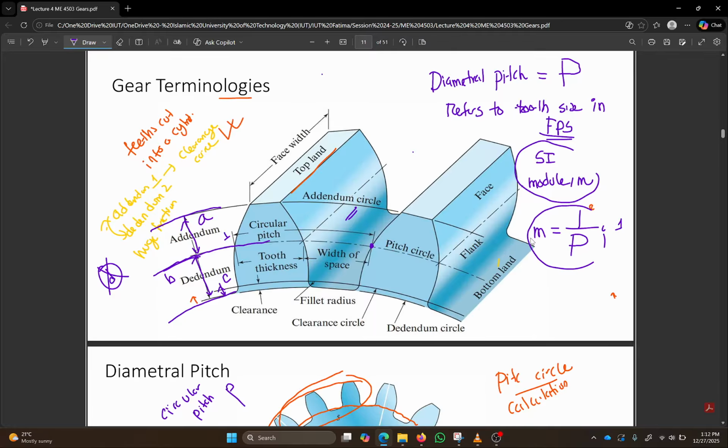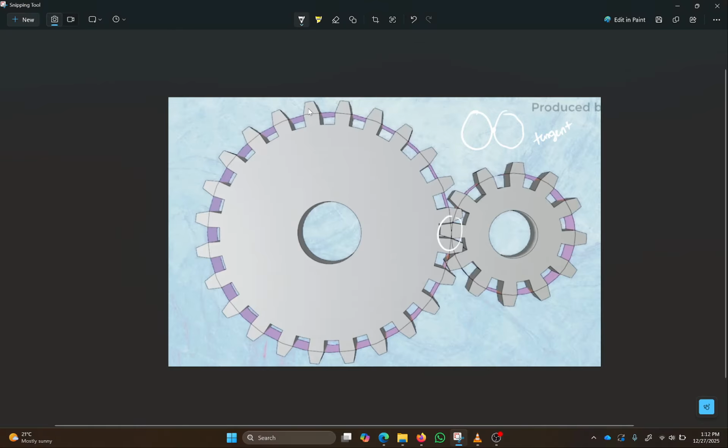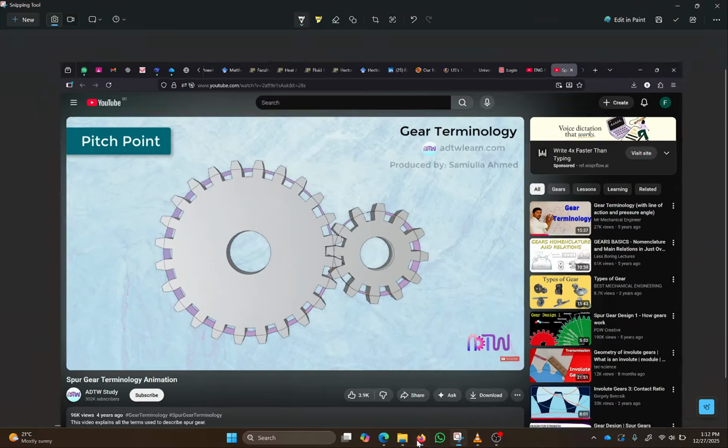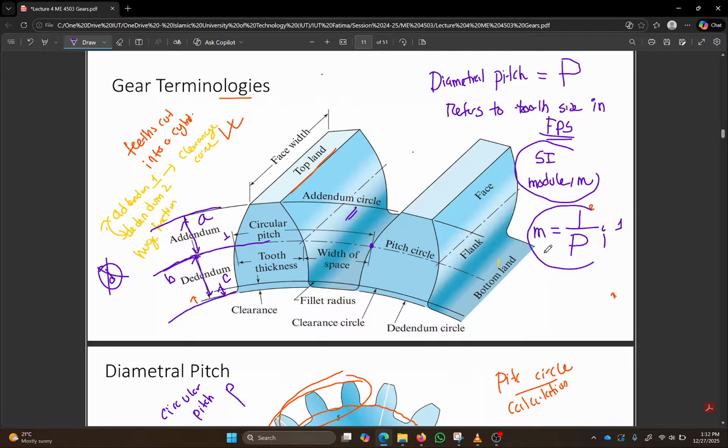So why is diametral pitch so important? Whenever two gears mesh successfully, they can transmit motion from one to another. These two gears, if they have successfully meshed, have the same diametral pitch. If P1 is not equal to P2, then they cannot mesh successfully. So remember, whenever you're designing gears that must mesh together to bring about motion transfer, their diametral pitch must be the same.